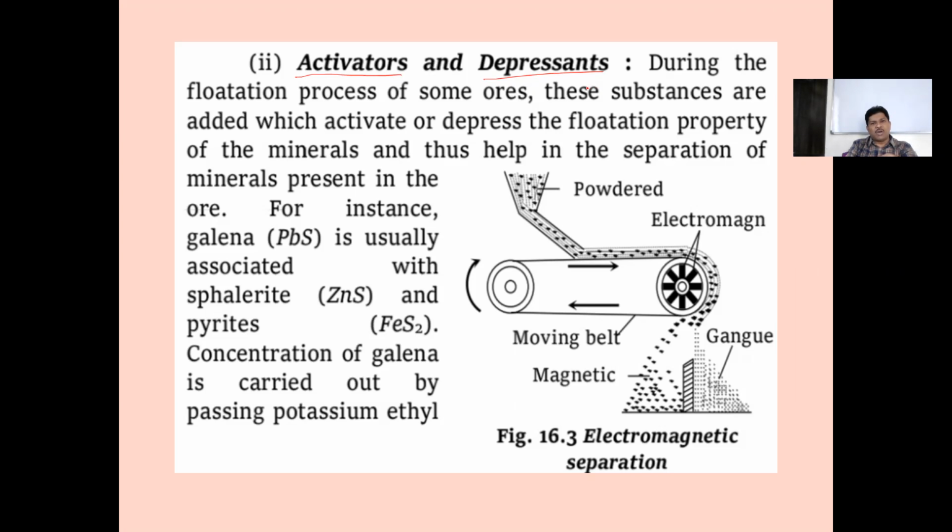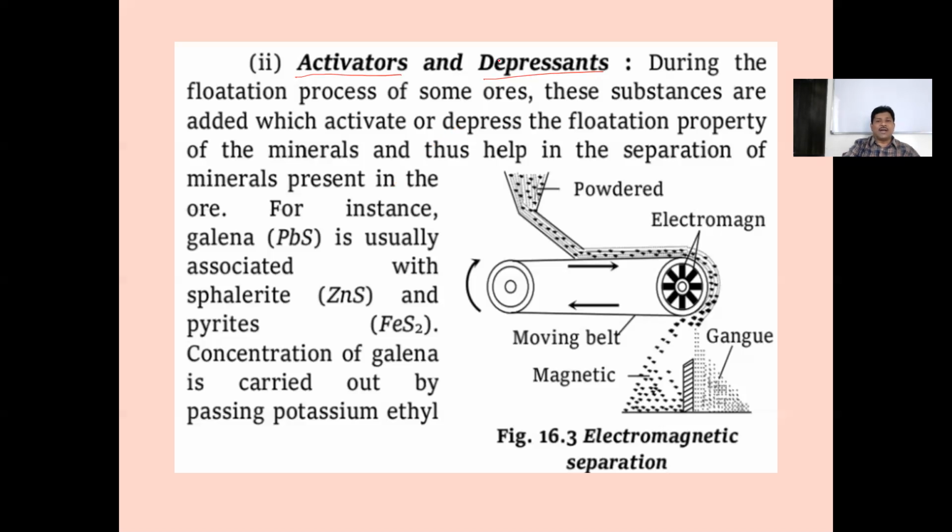We know that at the bottom of the froth flotation cell the impurities, the gangue particles, are left over, and to the surface the ore particles will come along with the froth. Froth means foam. Here sometimes activators will be added. These activators make the particles attach to the froth bubbles. That means the activators will activate the particles to attach to the froth bubbles and come to the surface.